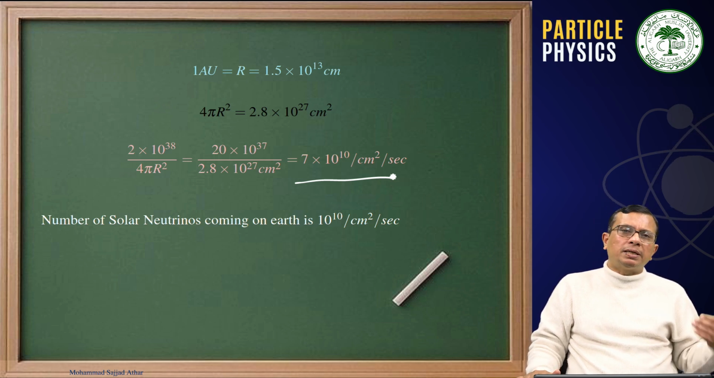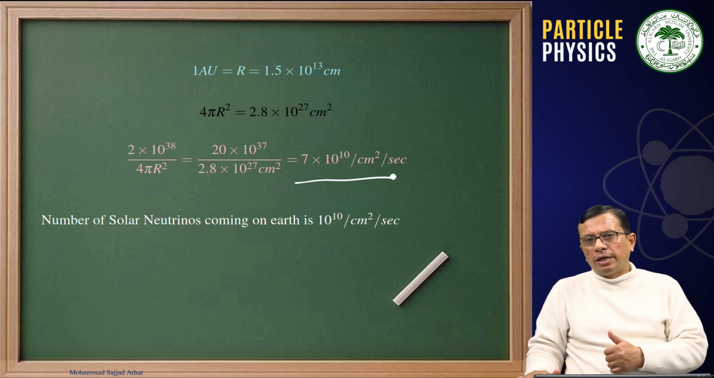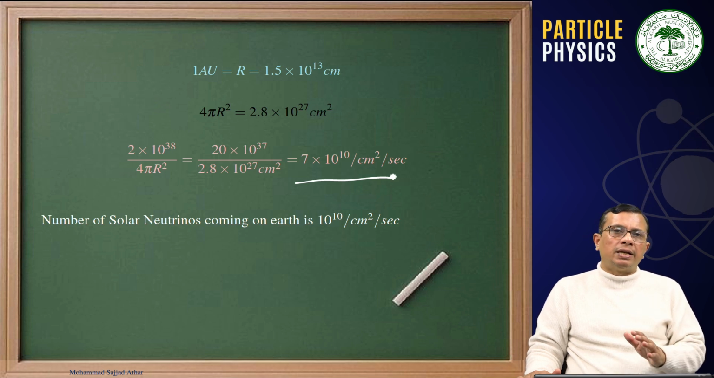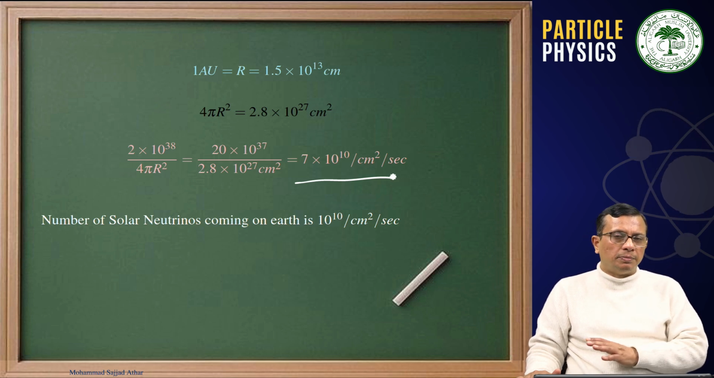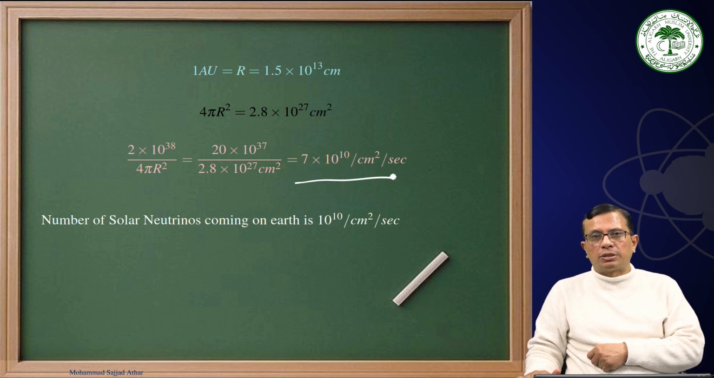Therefore, it is expected that neutrinos are coming to us all around from the sun, and the numbers are 10^10 neutrinos per centimeter square per second. Roughly, you can say that 70 billion neutrinos are coming to us per second.